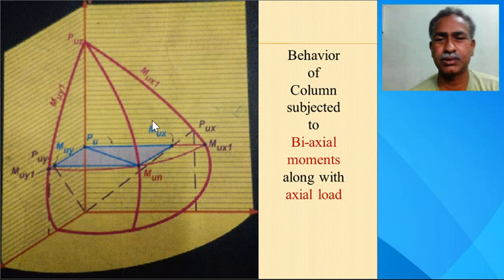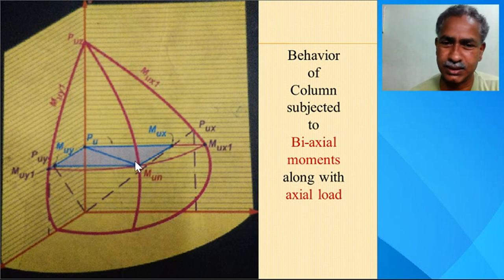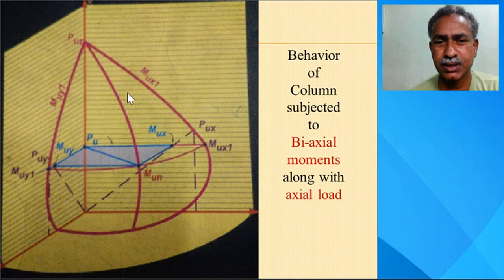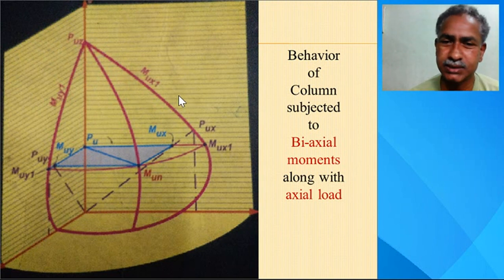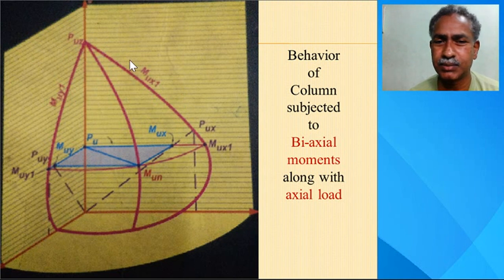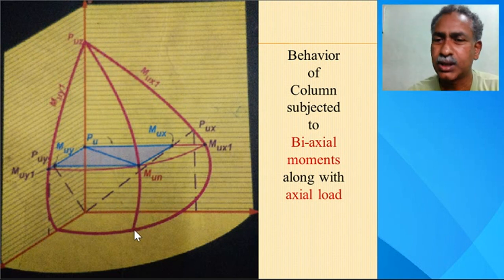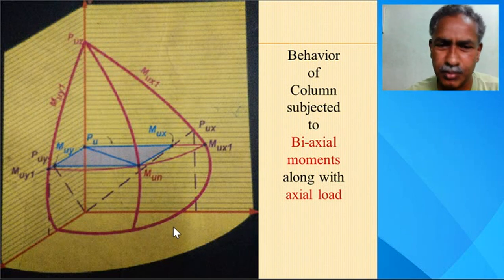In the third case, we have considered Pu is 0, MUX is 0, only MUY is there. And for the different combinations, Pu is there, MUX is 0, MUY is 0. Then Pu is there, MUX is 0, MUY is there. Or we can say that MUX is there and MUY is there. These are the different cases, and on the basis of different cases, this is the behavior of the biaxial column, which is very complex.